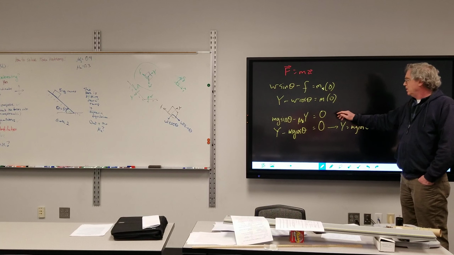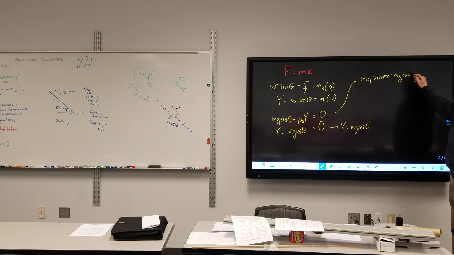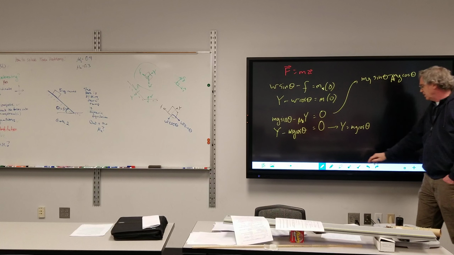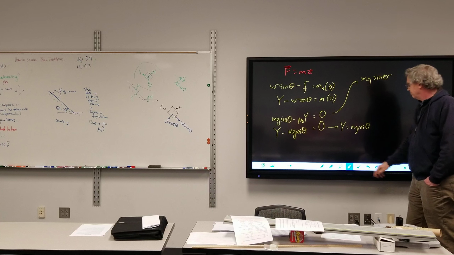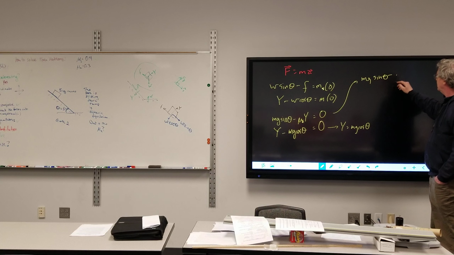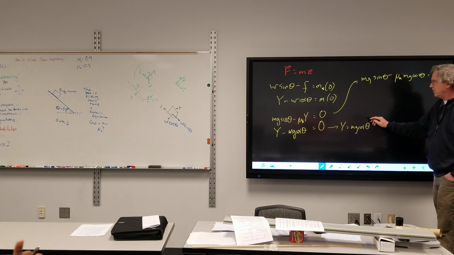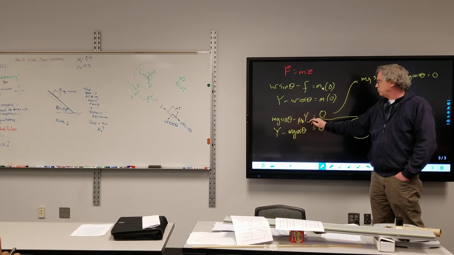So now this becomes mg sine theta minus mu k mg cosine theta equals 0. So all I've done is I've taken that and plugged it in for my y there.